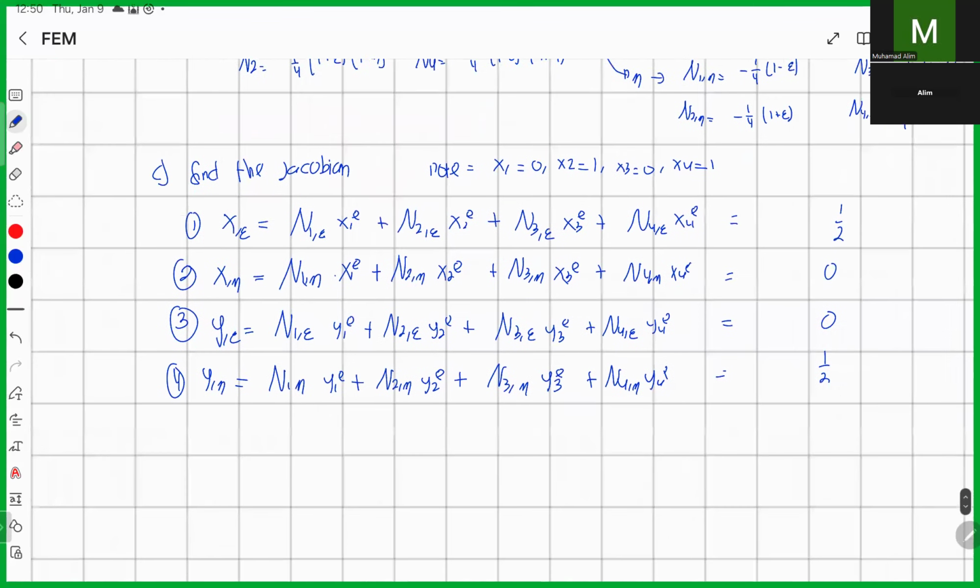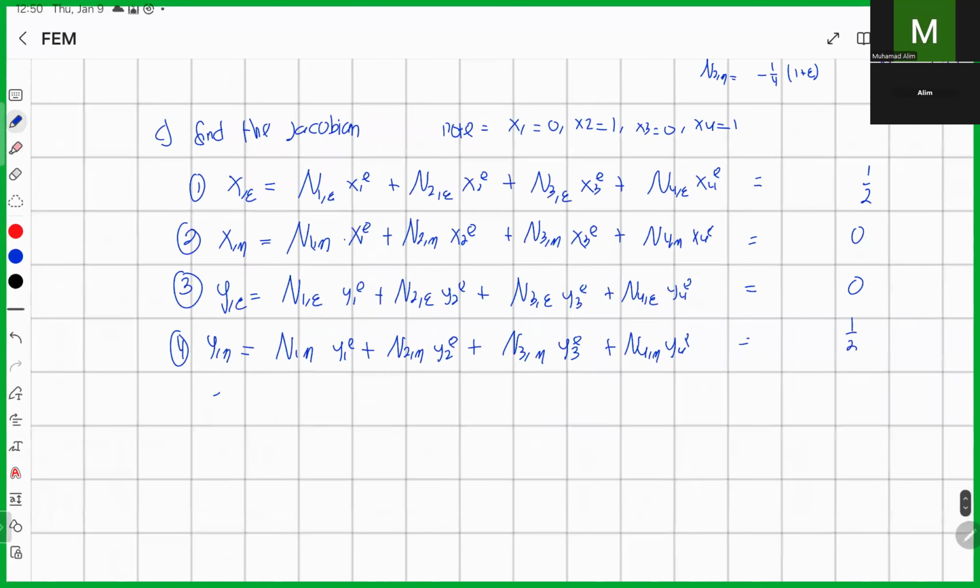And then the Jacobian can be written as follows, 1 per 2. And then if you get the inverse, then you likely get this value for the Jacobian. So now you have this already, correct? Now you have this.